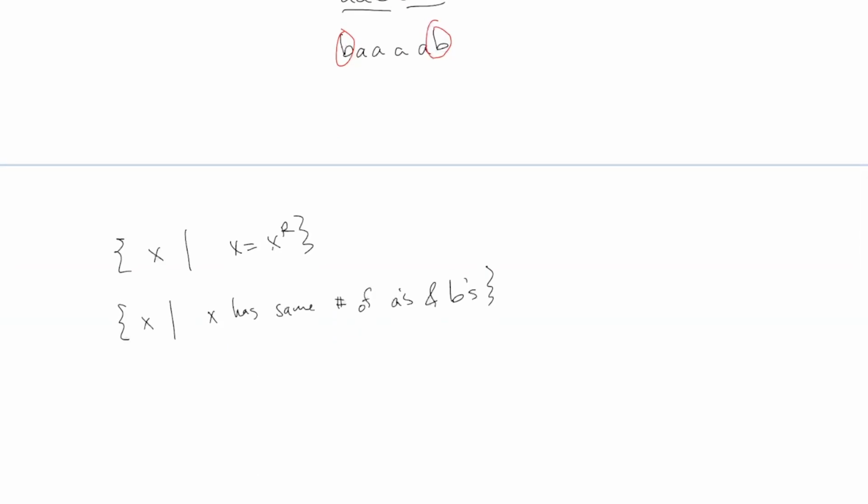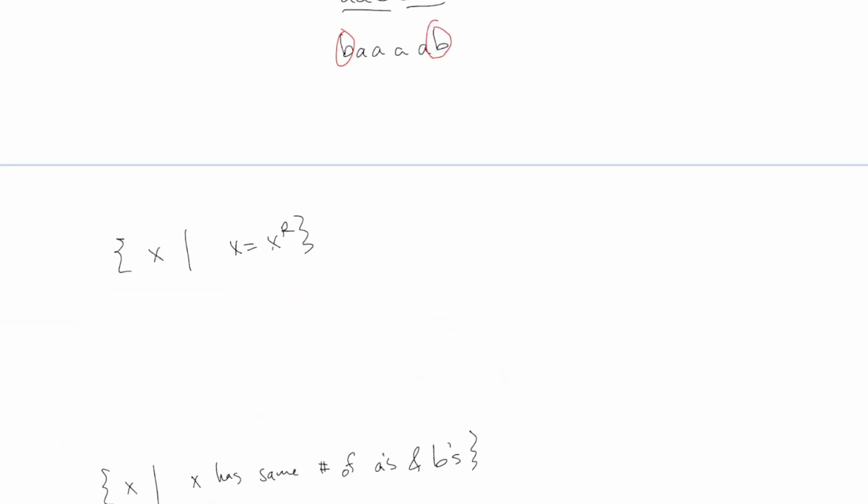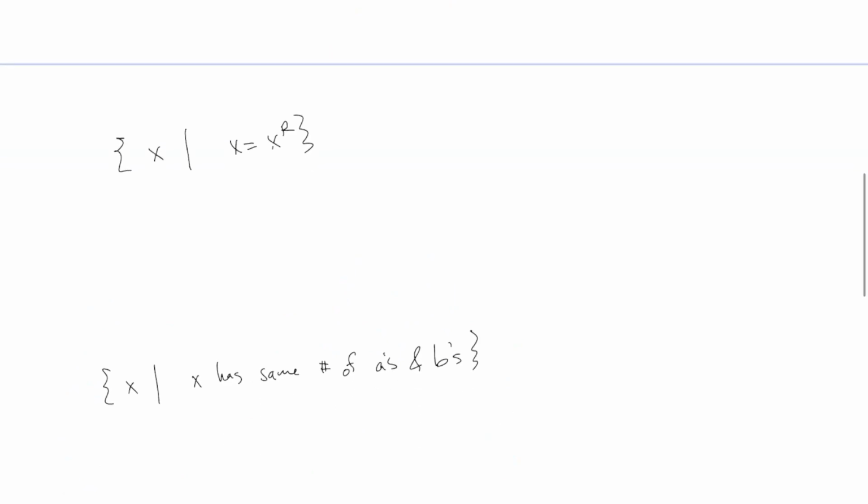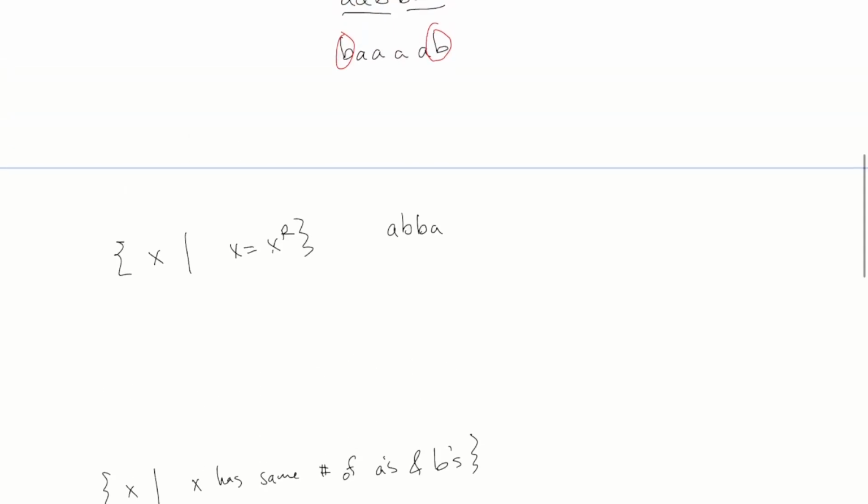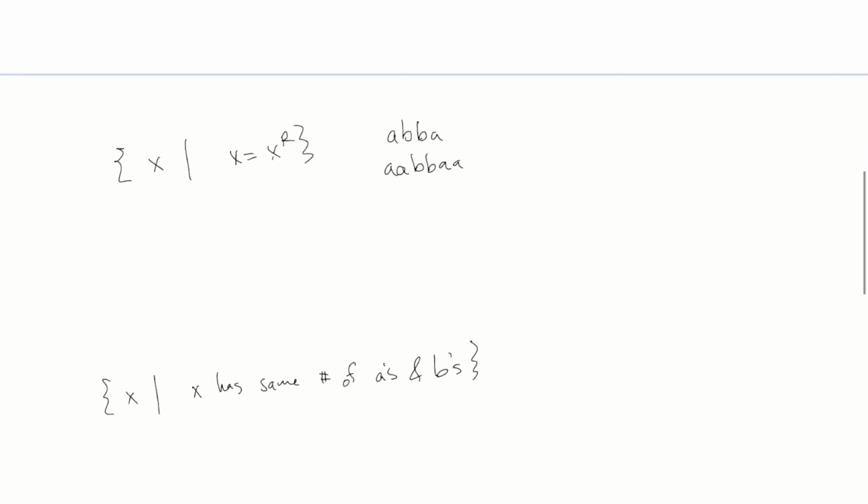X equals X reversed. So this, to me, looks very similar. Actually, those ones that I wrote up there, ABBA, or what else? AABBAA. Those all work here also, right? These are like palindromes, where the string is the same forwards and backwards. Is there any difference at all then in this one versus the previous one? Any idea?